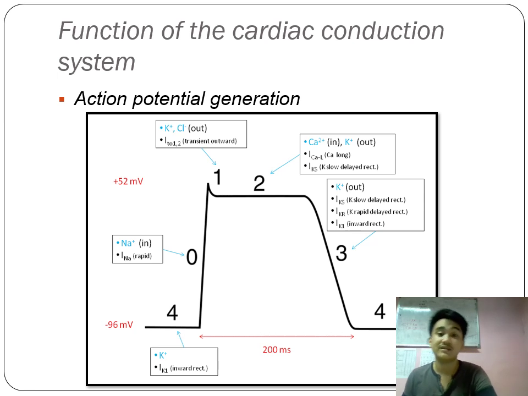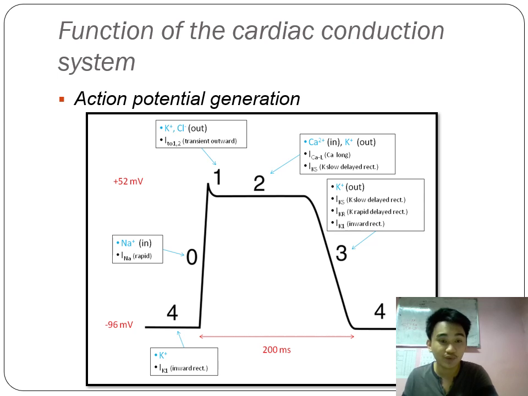After phase 1 comes phase 2, which is called the plateau phase, due to the membrane potential remaining almost constant. As the membrane very slowly begins to repolarize, repolarization means it's becoming more negative. It's contrary to depolarization, which is the increase in membrane potential. So that's the difference between the two.